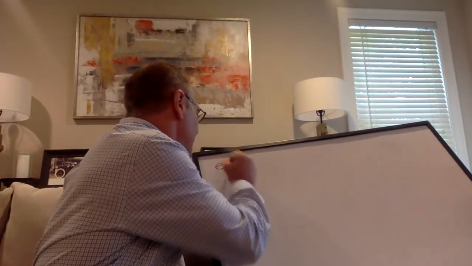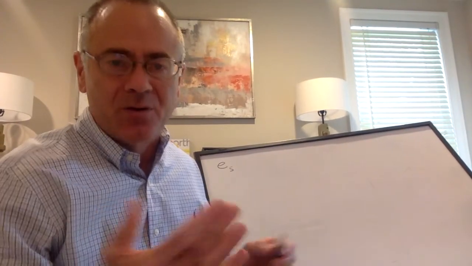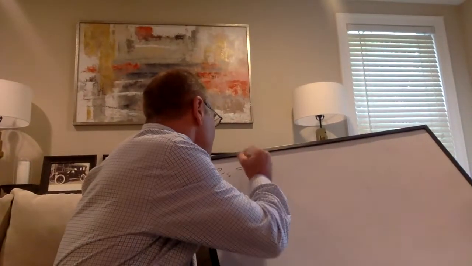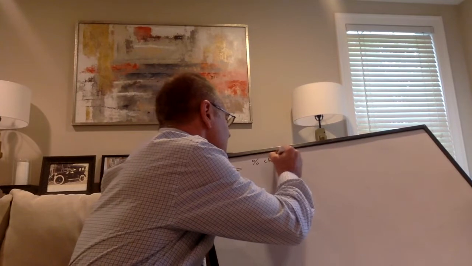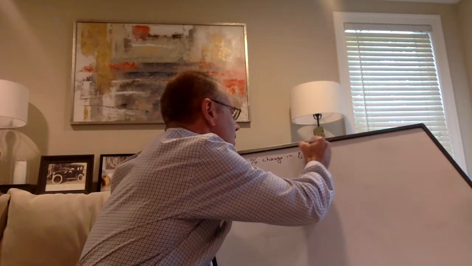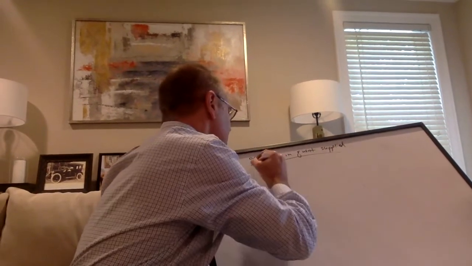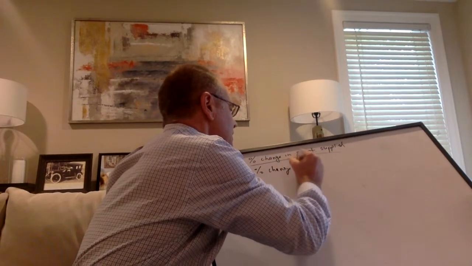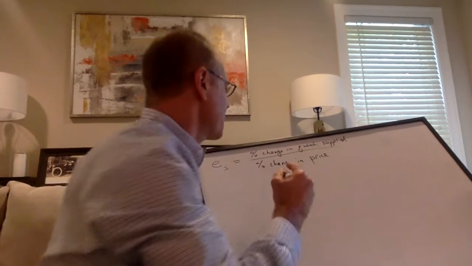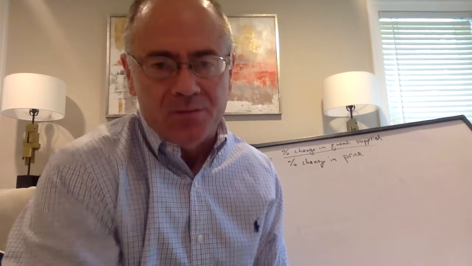Okay, and the key is, I'll state the formula: elasticity, call it E sub S, elasticity of supply, equals percent change in quantity supplied divided by percent change in price.